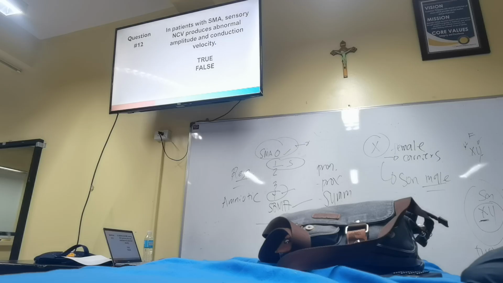Nerve conduction velocity. In patients with SMA, sensory nerve conduction velocity produces abnormal amplitude and conduction velocity.